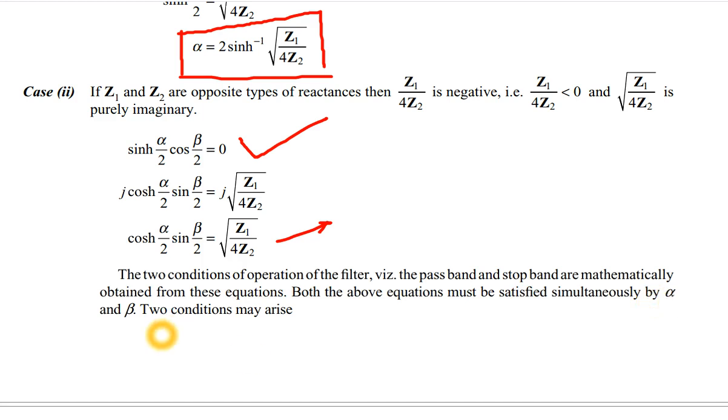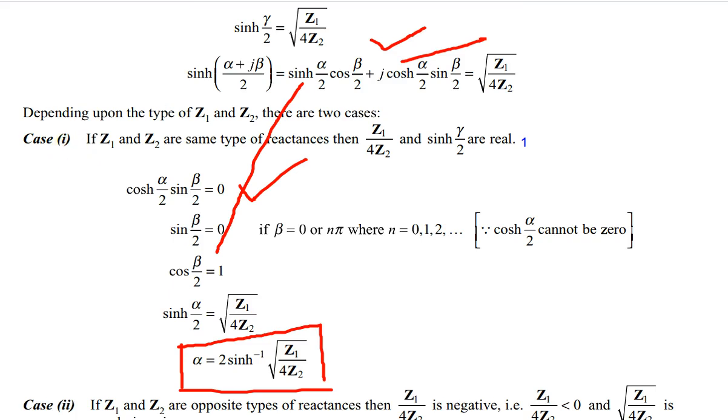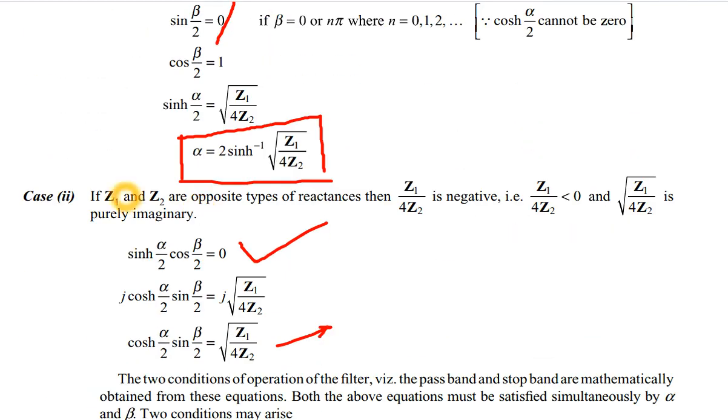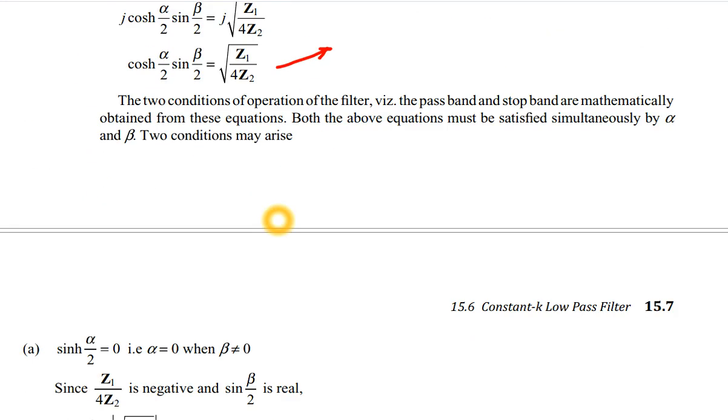In that particular case, two conditions are going to occur. Let us see what they are. First of all, in case 1 we have considered Z1 and Z2 to be the same type of reactances, and in case 2 we have considered Z1 and Z2 to be opposite types of reactances. Fine. So now let us see how to proceed further.